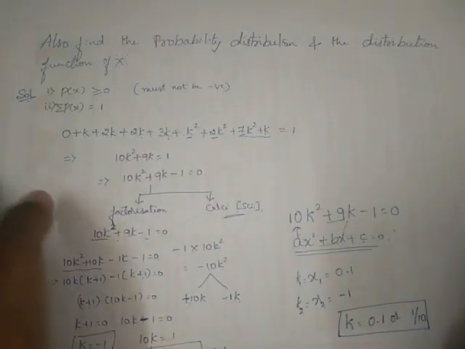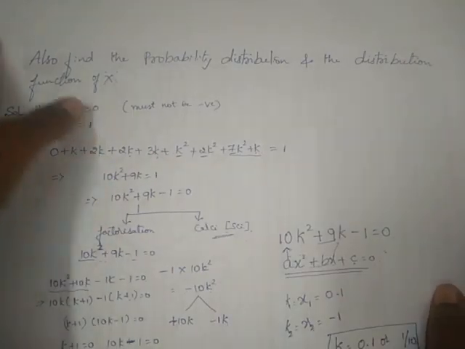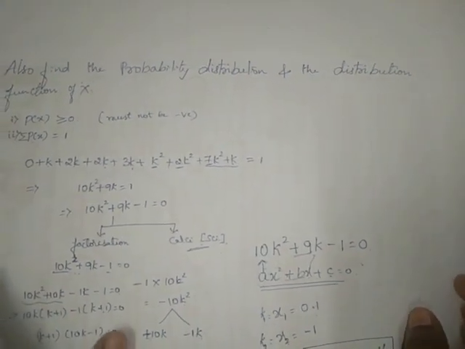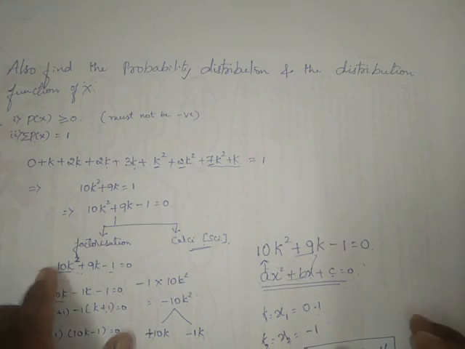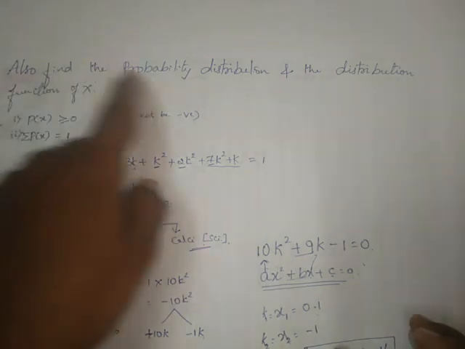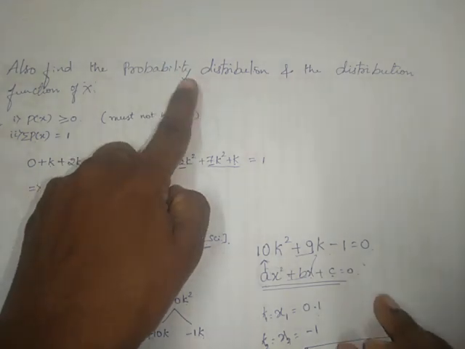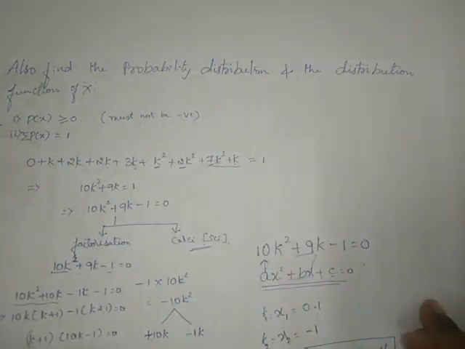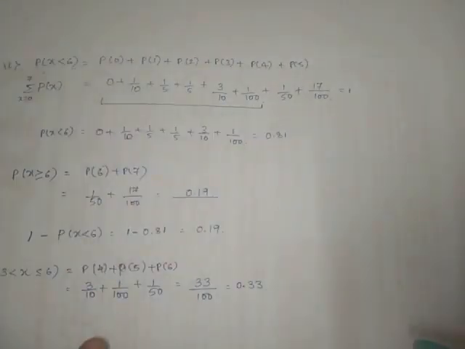In the third sub question, also find the probability distribution and the distribution function of x. The first 2 sub questions are already solved. Now we have to solve the third sub question, that is the probability distribution. We have already made a table for this.